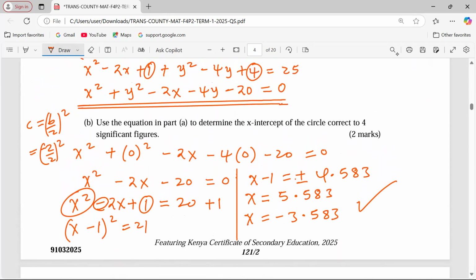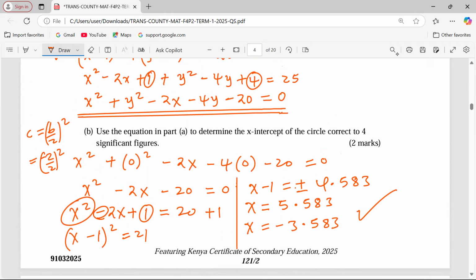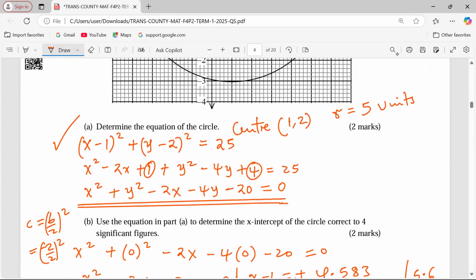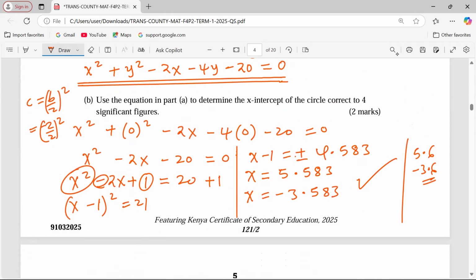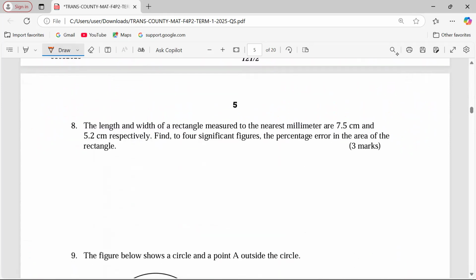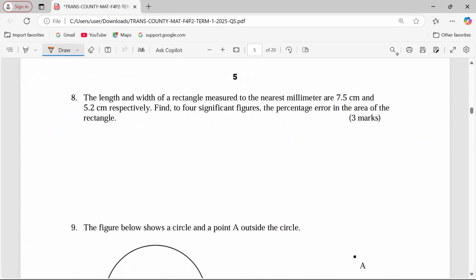And when I look at the curve, in case we make them 1 decimal, it will be 5.6 and negative 3.6. And you see, these are the values we had read. These are the values we had seen just from the graph, but the examiner wanted a student to work out something. So that is how we approach that one.